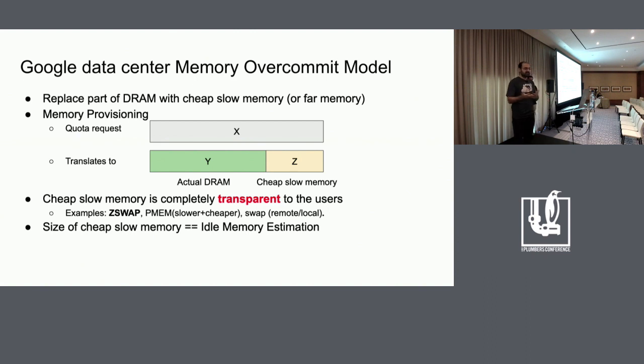The examples are Z-swap, which is one example. It can be any other PMEM or remote swap. And the size of this cheap, slow memory corresponds to our estimation of how much idle memory these jobs have.